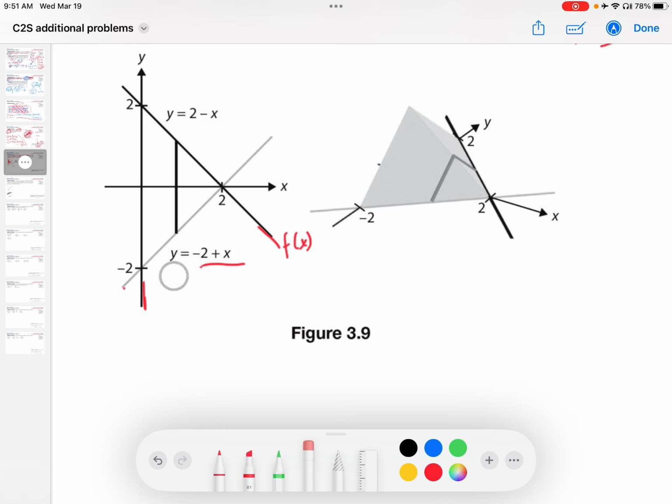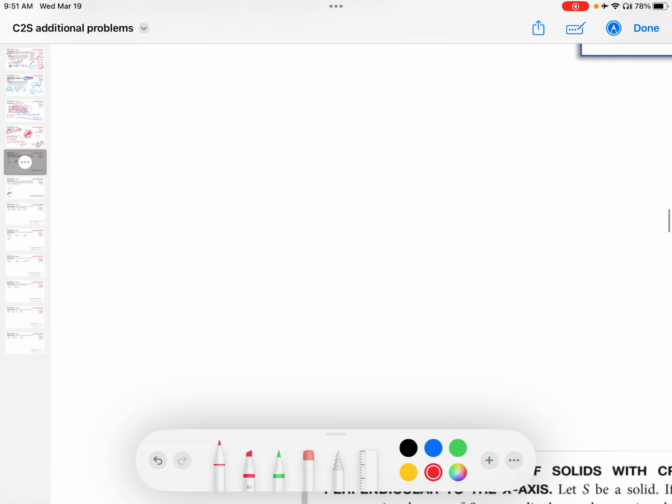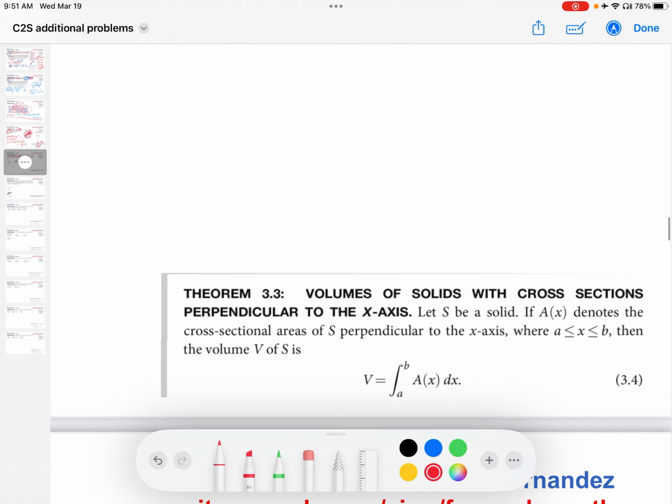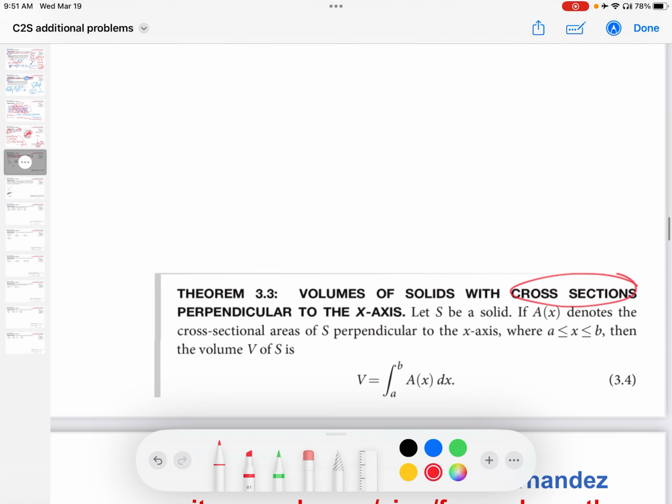Well, we learn in this section in the book, and I'll flash the theorem down here, that if I know the cross-section of a solid that's been generated by adding up, if you will, these cross-sections, and if the cross-sections are perpendicular to the x-axis, then the volume is given by this equation. So I need to first figure out that region on the plane. What is the smallest x value? What's the biggest x value? And I need to figure out the area of a cross-sectional slice.